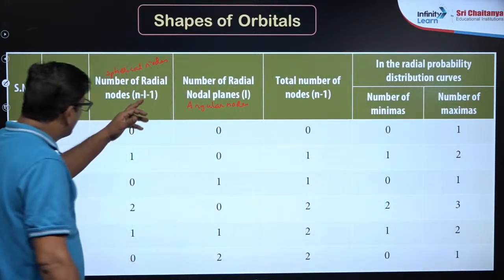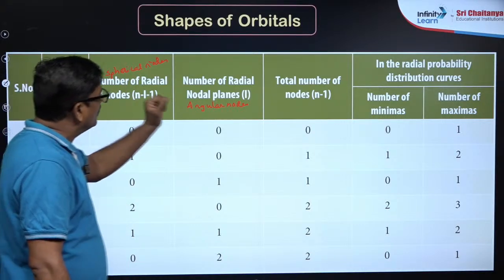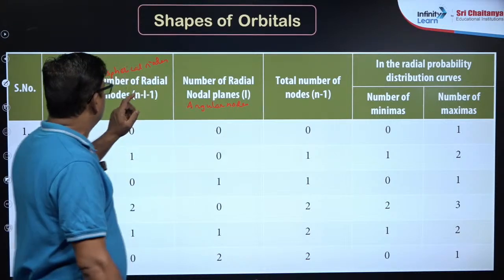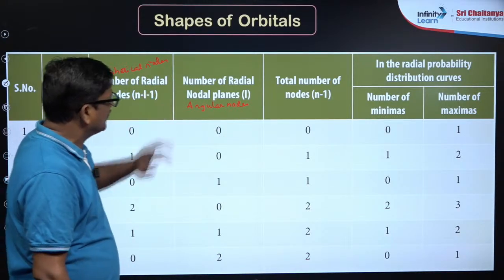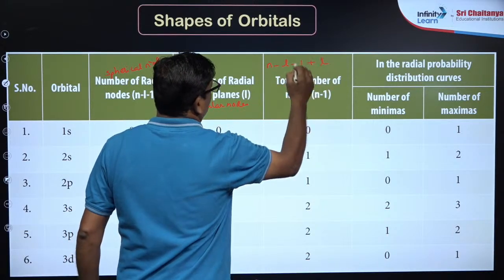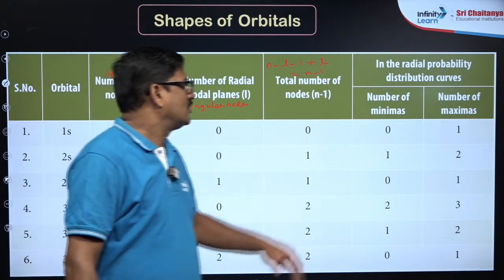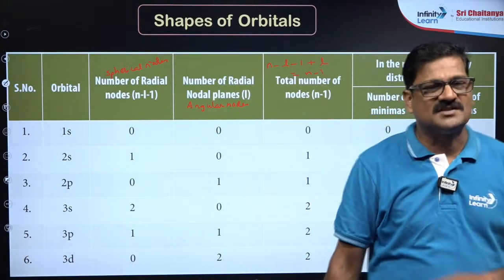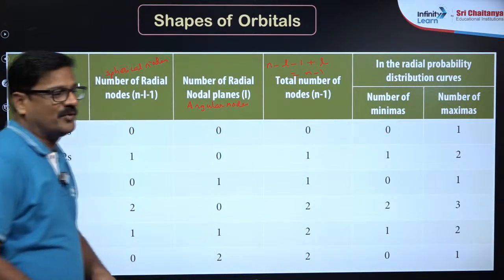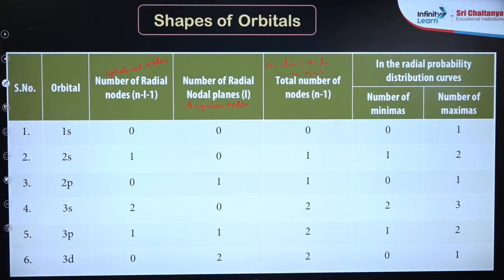n minus L minus 1 is the number of spherical nodes, and the number of angular nodes is equal to L. Total number of nodes is equal to n minus L minus 1 plus L, which is equal to n minus 1 only. The number of minima and maxima is given in tabular form. That's very, very important, and everybody take a snapshot of this. 3, 2, 1.